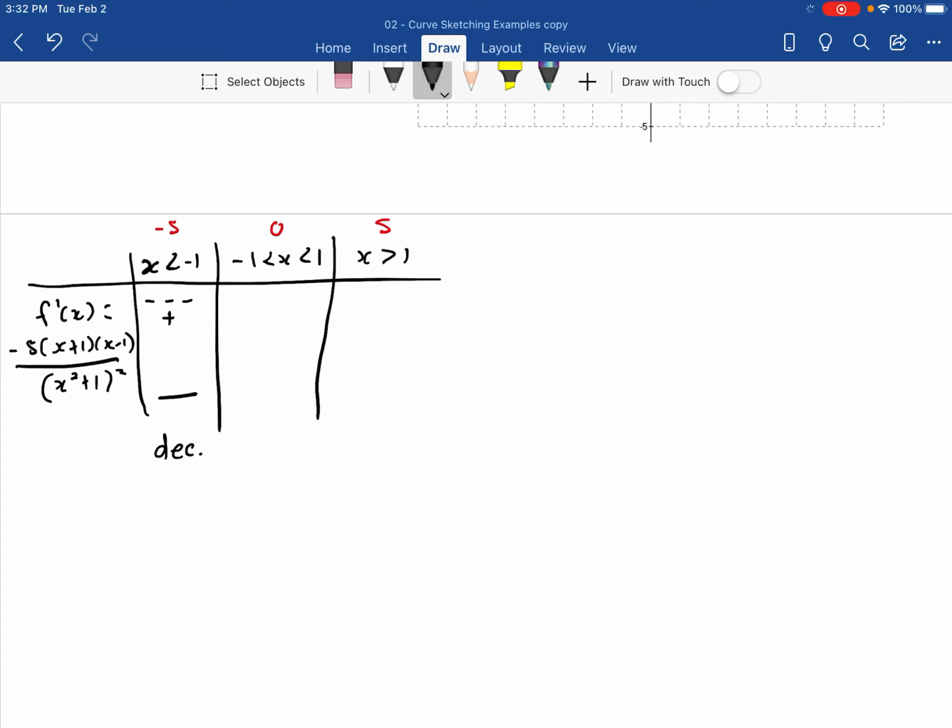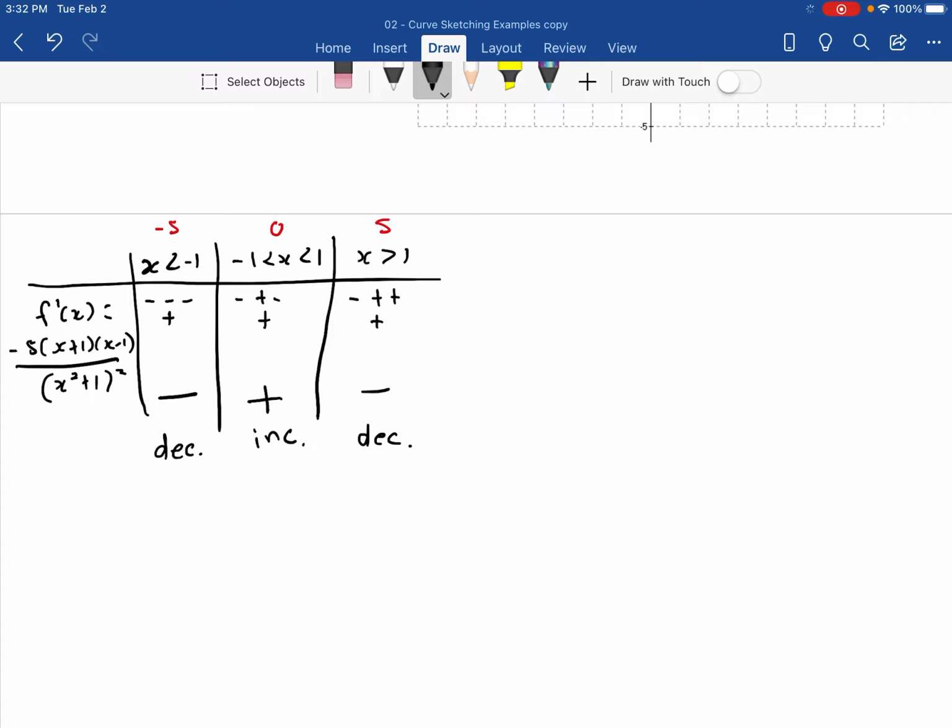Subbing in 0 in there, the negative 5 is still going to be negative. Then I get a positive and a negative and a positive as I put that 0 into each of the factors. And here I get positive, so we're talking about an increasing function in there. And then if I put a positive 5 in there, that negative 5 is still going to be negative. And then I get a positive, and the bottom's always positive, so I get negative here. So I get decreasing. So you're just taking those test numbers and putting them into each of the factors there.